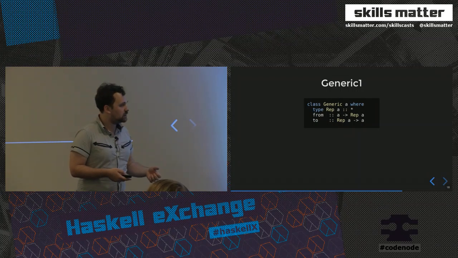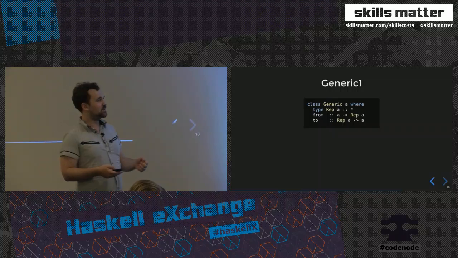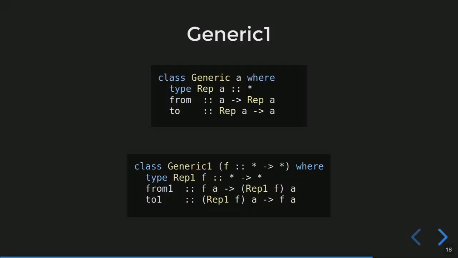But that doesn't work. Fortunately, someone thought of it before me. That's good. So there's something called Generic1, for similar reasons. Generic1 allows you to have one extra argument. And the reason why it matters is that there's one extra constructor that we use.